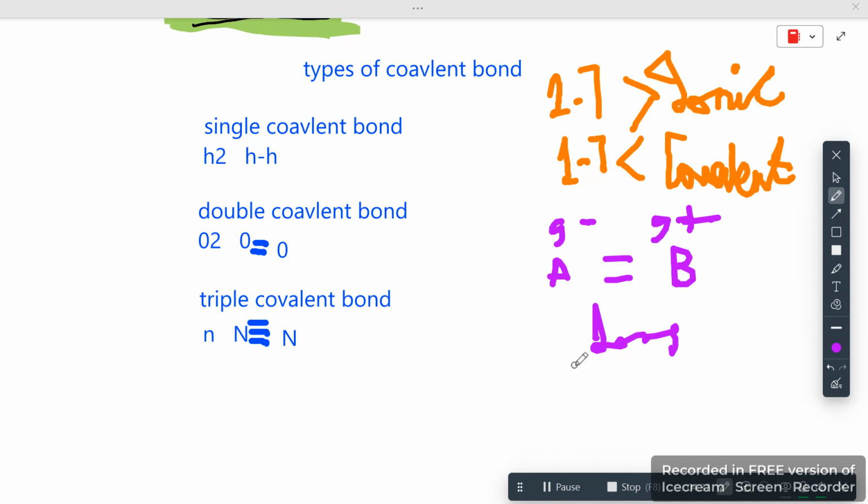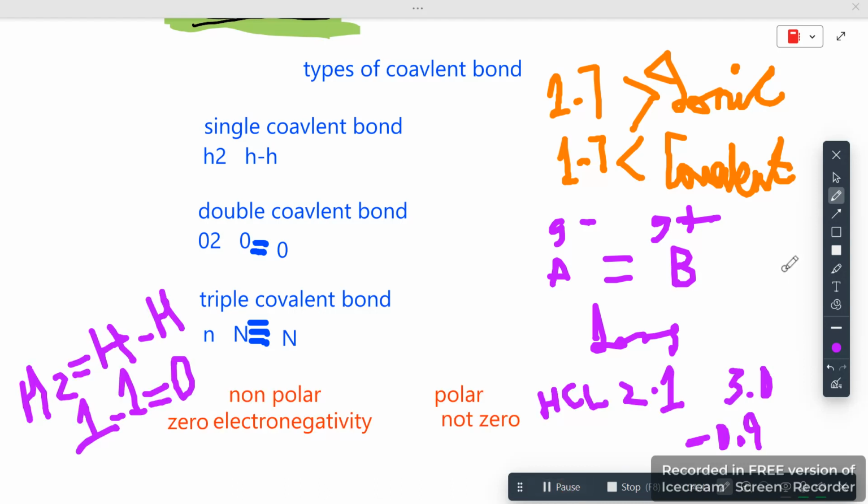Okay, then these are classified into two: non-polar and polar. Yes, we have the polar and the non-polar, where non-polar simply means the electronegativity difference is 0. So hydrogen 1 minus 1 is equal to 0. This is non-polar, and polar is when H is 2.1 and Cl is 3.0, then the difference is 0.9.